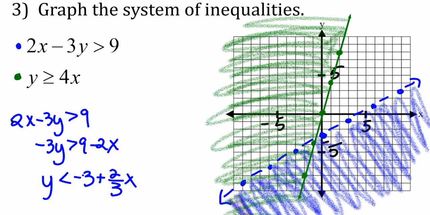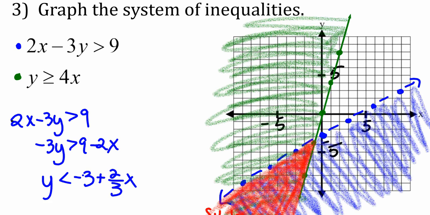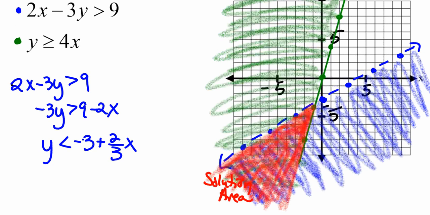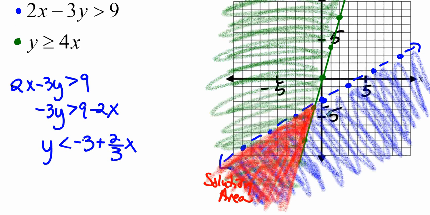So since both inequalities are graphed, we want to find the solution area. So we're looking for the two colors at the same place, same time. And we can see that happening here mainly in quadrant 3, below the blue dashed line and up to and including this portion of the solid green part of our line. So that represents our solution area. So anything in the red space or on this portion of the green solid line would be a solution to our system.